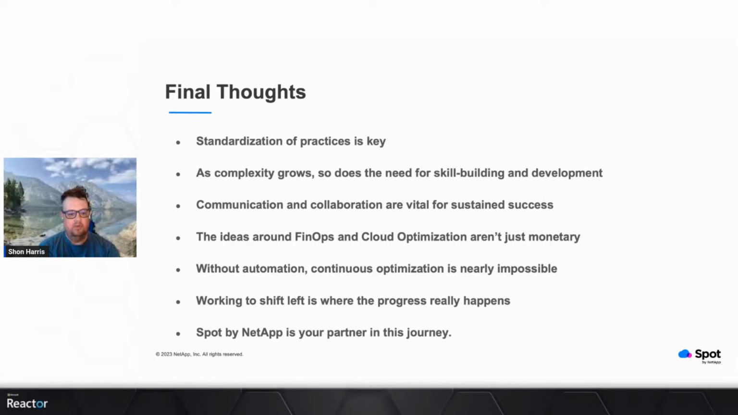Without automation, continuous optimization is nearly impossible. It's hard to optimize what you don't know is there. And without automation, like we said up in the standardization, it's hard to know what you have when you have it. Working to shift left, like we saw in that chart, is where the progress will really happen and where you will see the most results.